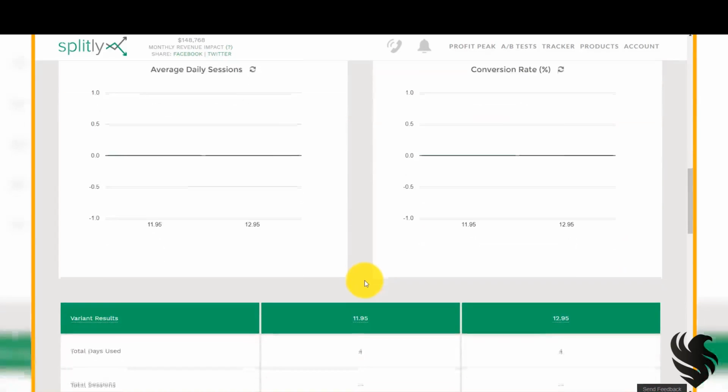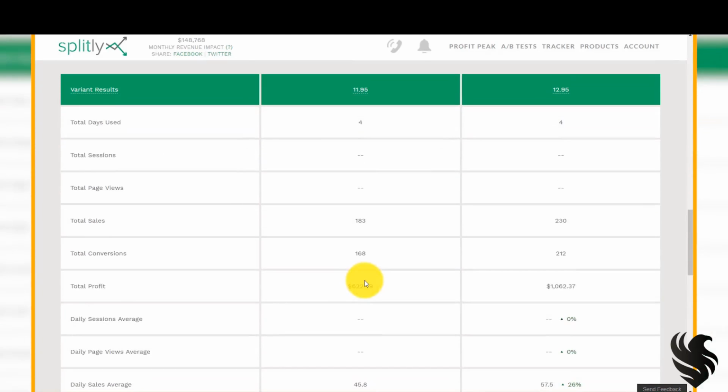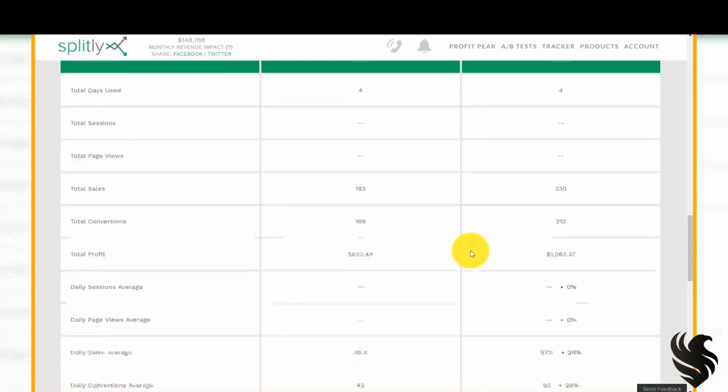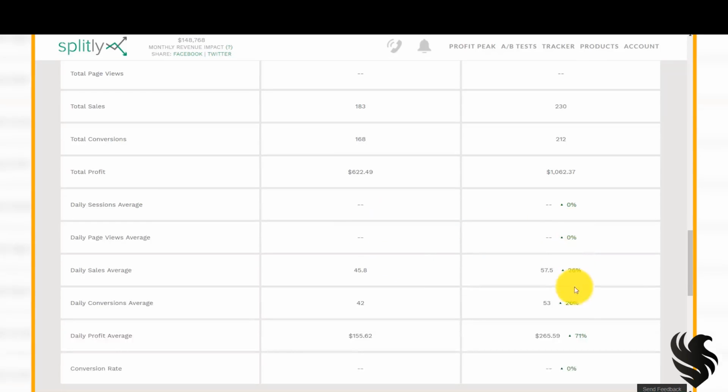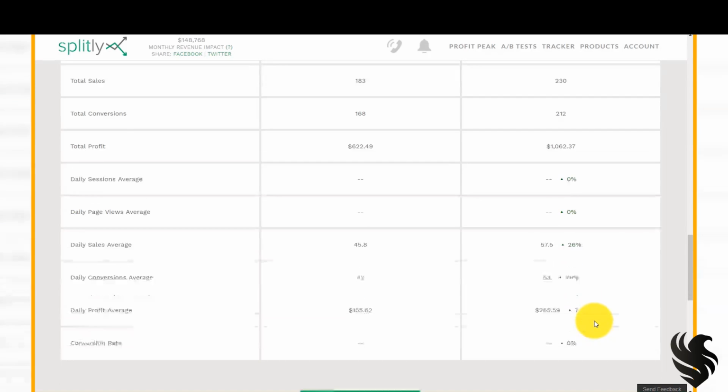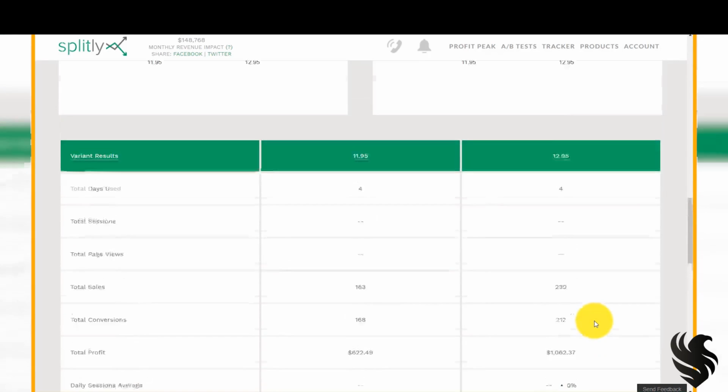We see here, if we keep going down further, this split test actually didn't take too long before it was a clear winner. 4 days on of the $11.95, 4 days for the $12.95. And here's the total amount of sales, 183 versus 230. And here's a big number right here, 1,062 versus 622. We see here all the increases. Daily sales average 26% up, daily conversions 26% up, and daily profit 71% up. Now, why is this interesting to me?